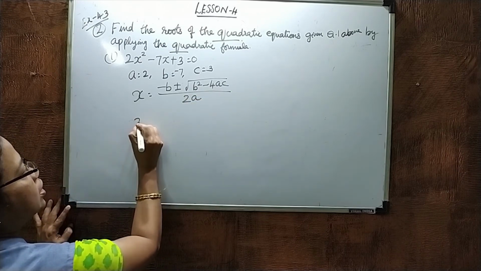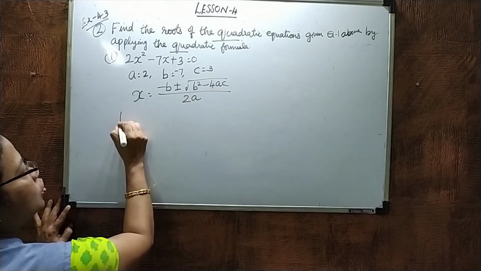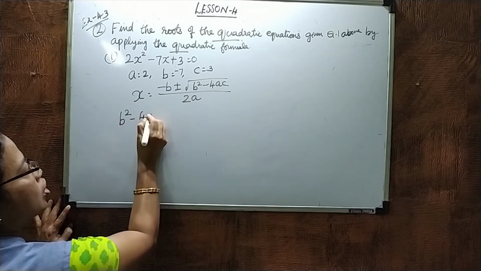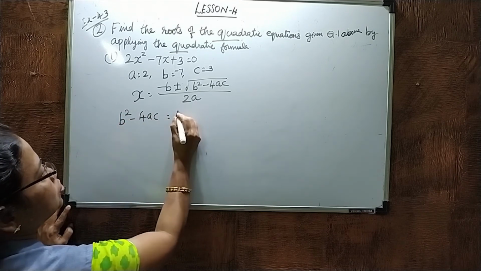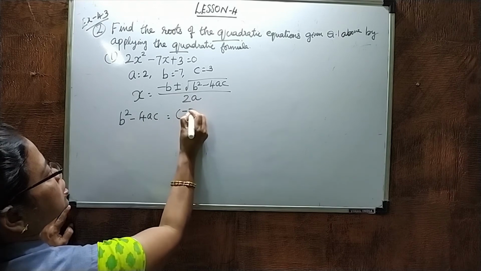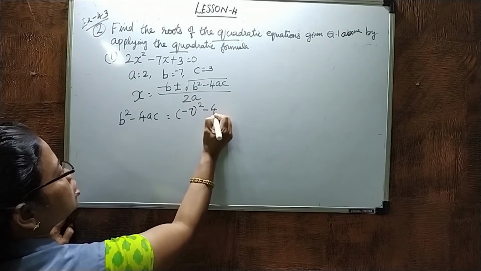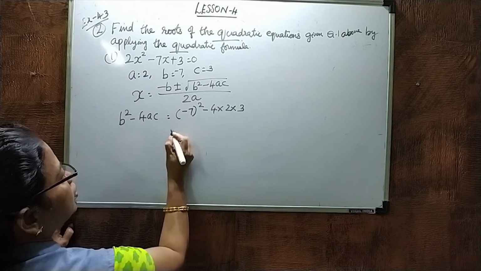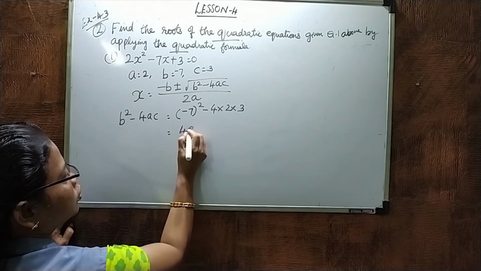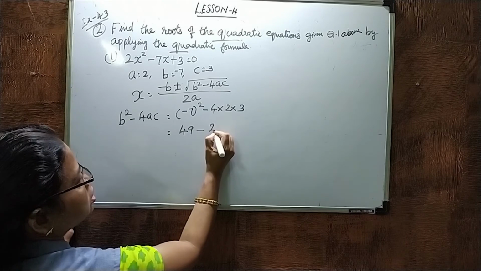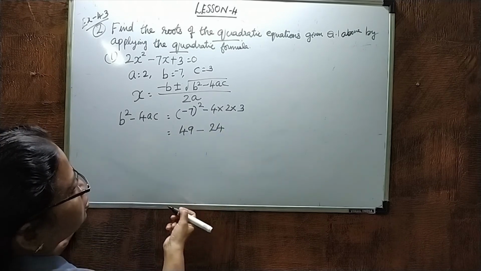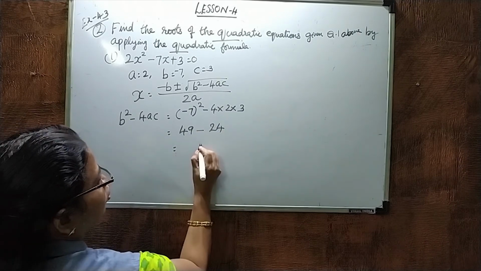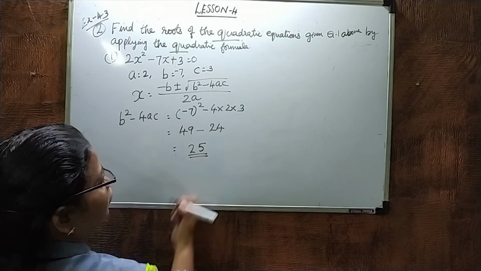Then before that you have to find the discriminant, b square minus 4ac. What is b? It is negative 7 the whole square minus 4 into a is 2, c is 3. So negative 7 the whole square is 49, minus it is 24, right? It will be 25 you got.